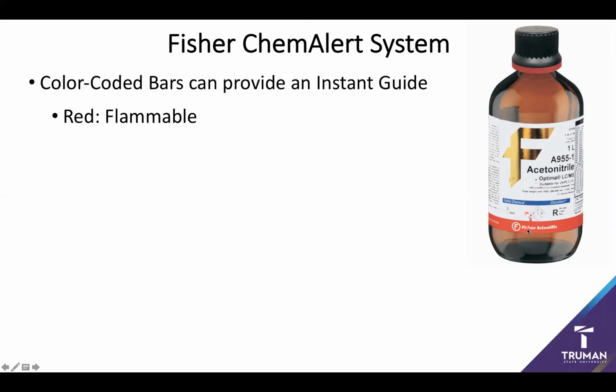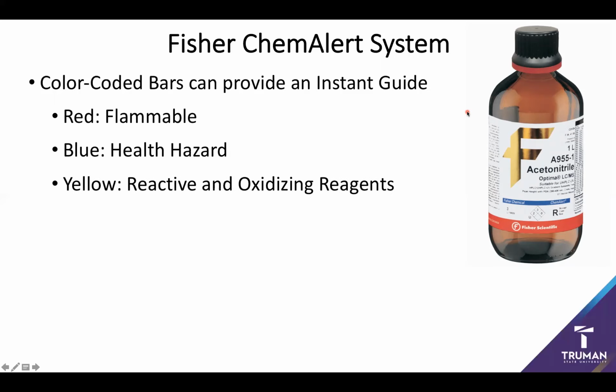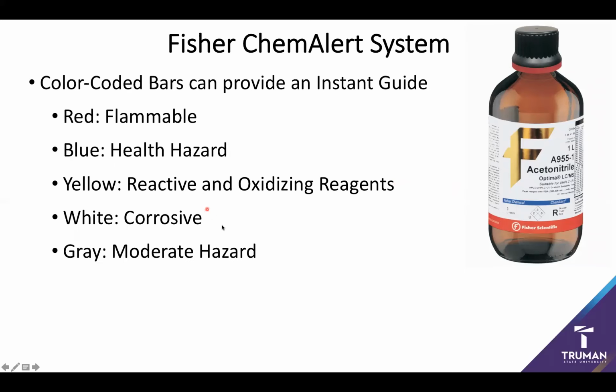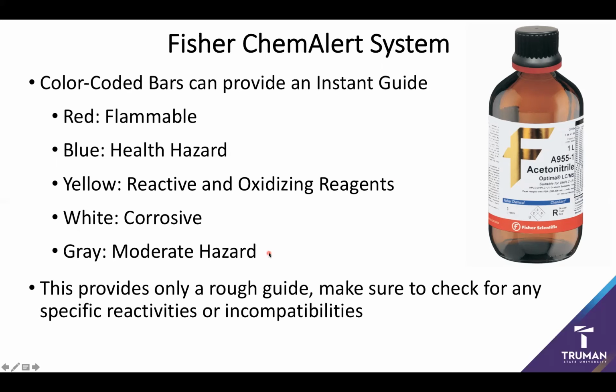So for example, acetonitrile's primary hazard is a fire hazard. So it has a red bar and a red ring. If it was primarily a health hazard, that would go to blue. Reactivity or oxidizing hazards go to yellow, and then white for corrosive. And if it's just a general hazard, that would go to gray. Now, one of the things that I want to make sure that you realize is that this is only a general guide, because if I have something that's both a health and a fire hazard, we're pretty much going to give the more significant hazard place of primacy. So thus, we don't have red and blue for acetonitrile, we just have red.